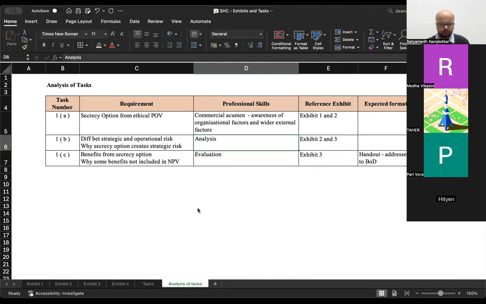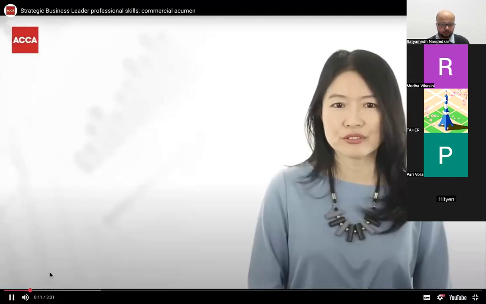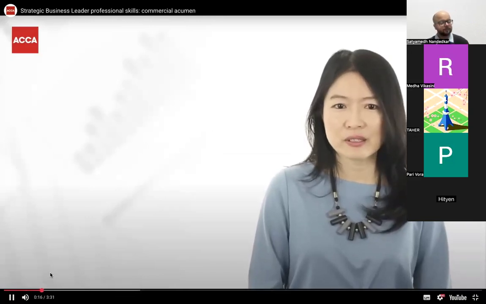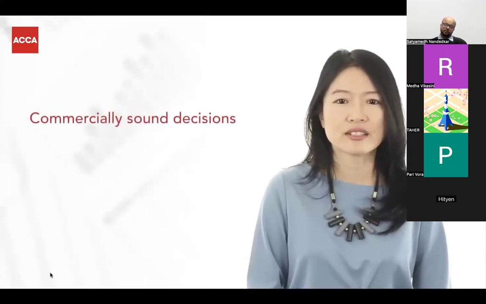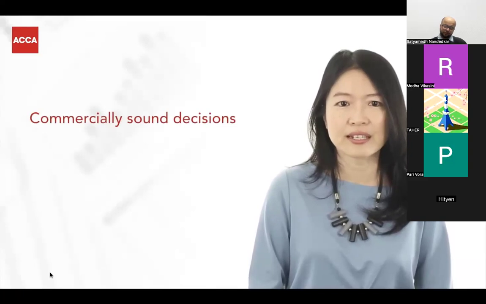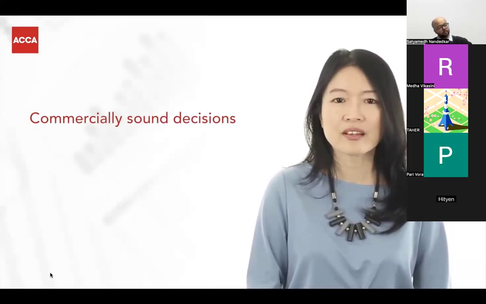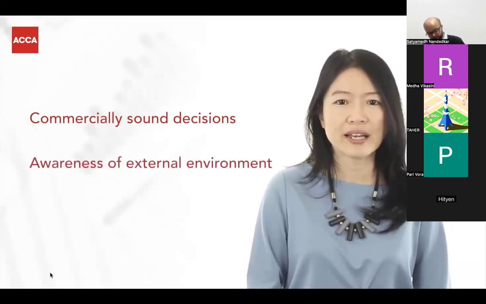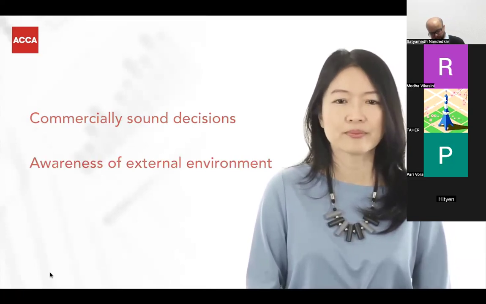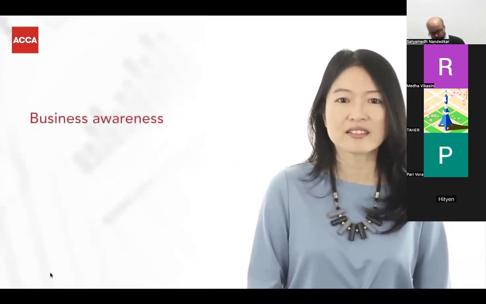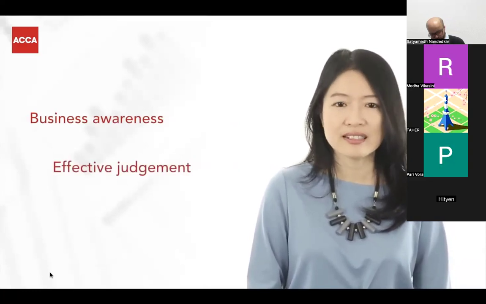A professional accountant must possess a range of professional skills, and you must demonstrate these in your exam. These skills include commercial acumen, which basically means you should make commercially sound decisions when resolving issues and exploiting opportunities. As part of this, you must show awareness of the external environment in which an organization operates. To show commercial acumen, you should demonstrate a combination of business awareness, effective judgment, and insight.